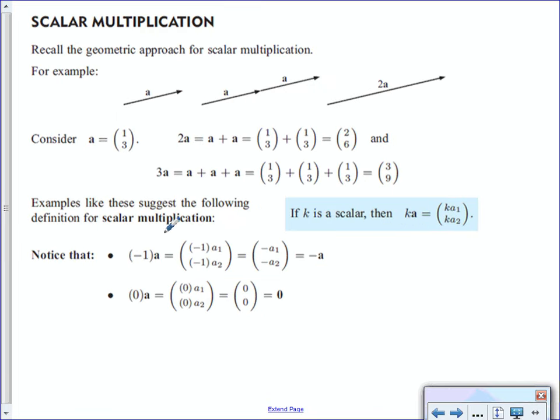Scalar multiplication. You just multiply the components by whatever the scalar is. So you'll have a number on the outside, and you just multiply them all by 2. I think that's everything in that one.